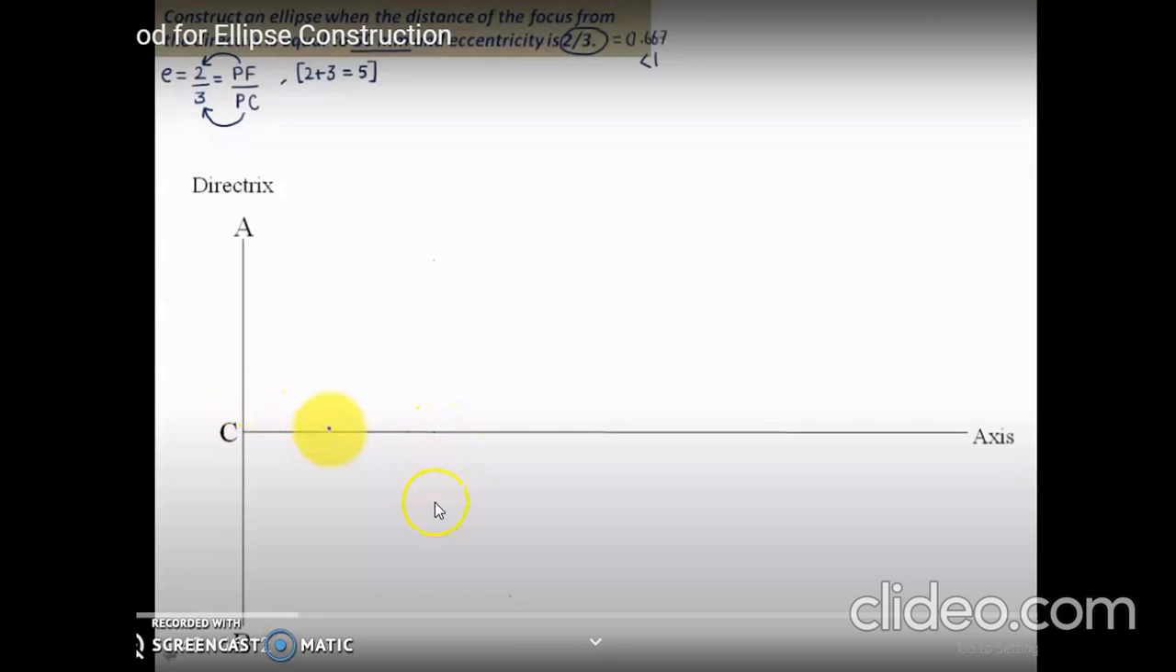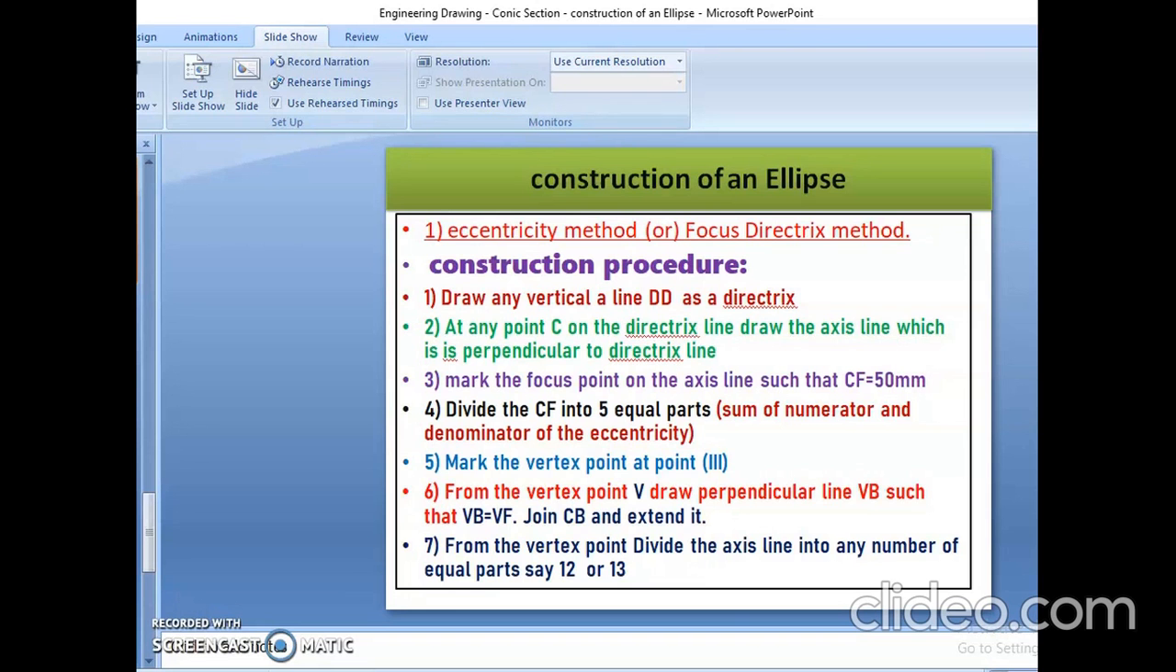Third point. What is the third point? See here, if you observe the construction procedure, what is the first point? Draw any vertical line DD as the directrix line. Mark a point C. From that point C, draw an axis line which is perpendicular to the directrix line.